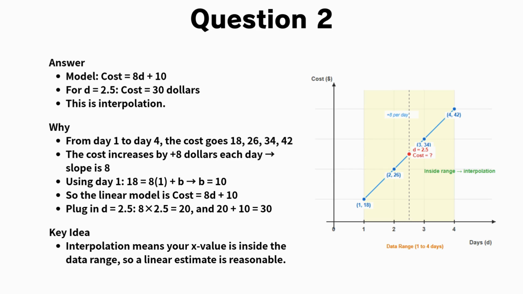Finally, we decide whether this is interpolation or extrapolation. Since 2.5 is between 1 and 4, and those values are inside the given data range, this is interpolation. Key idea: when your x value is inside the data range, a linear estimate like this is reasonable and reliable.